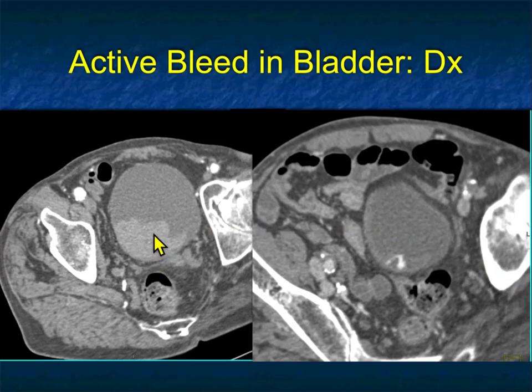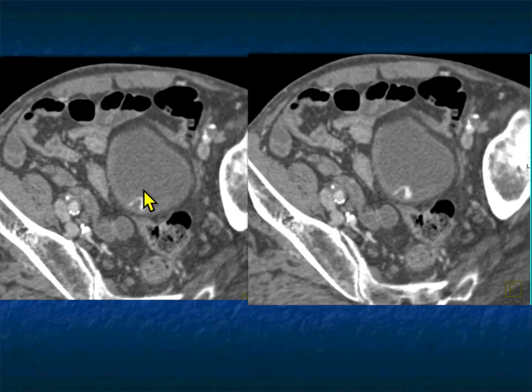And that high density means blood. Yes, it could be early contrast from the ureter, but usually that's denser. This is just like the stomach or small bowel or colon. This is blood. And then, if you look at additional images, you see the active contrast extravasation.